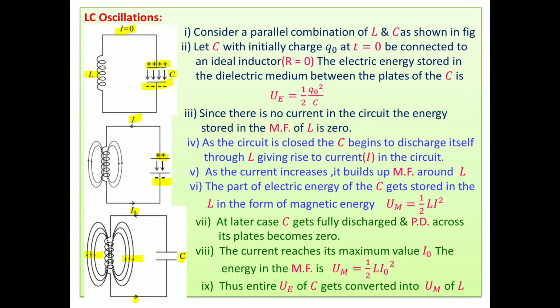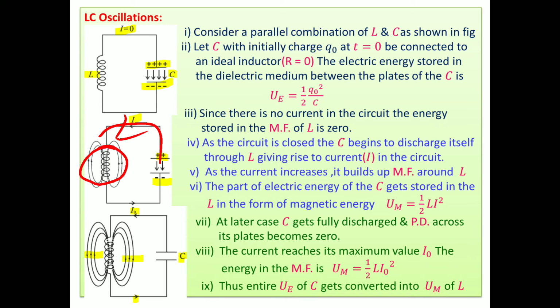As soon as the circuit is closed, what happens? The capacitor begins to discharge. The capacitor begins to discharge itself through the inductor, giving rise to current in the circuit. As the capacitor discharges, it sends current through the inductor. Look here in this figure. And as current increases, it builds up the magnetic field around the inductor. As current goes in the inductor coil, the current goes on increasing, and the magnetic field around the coil also goes on increasing.